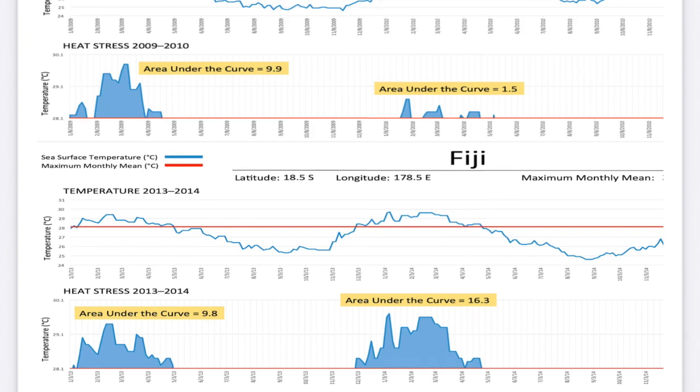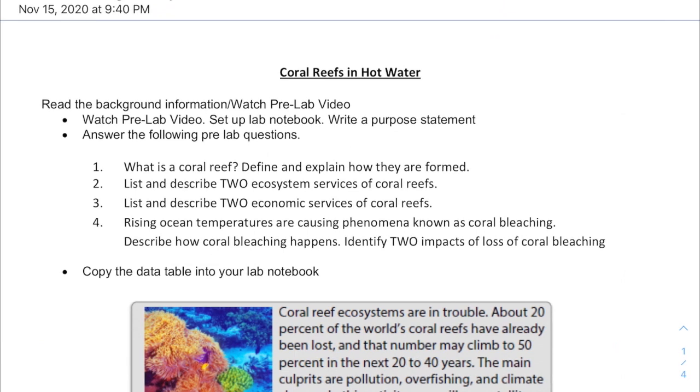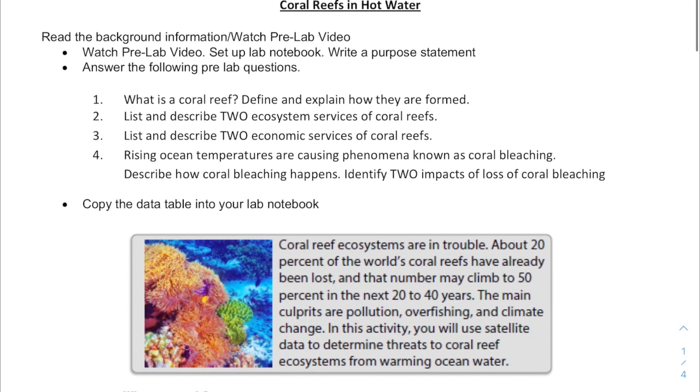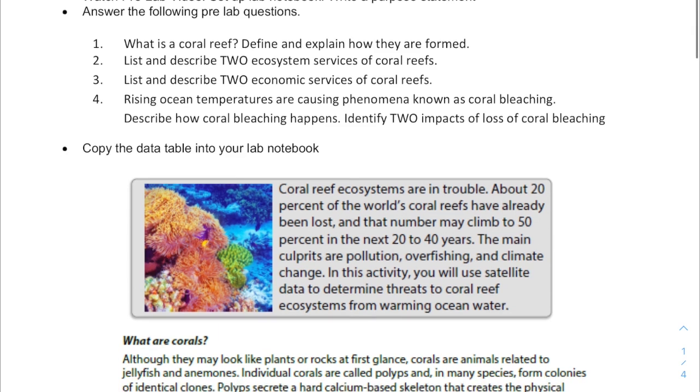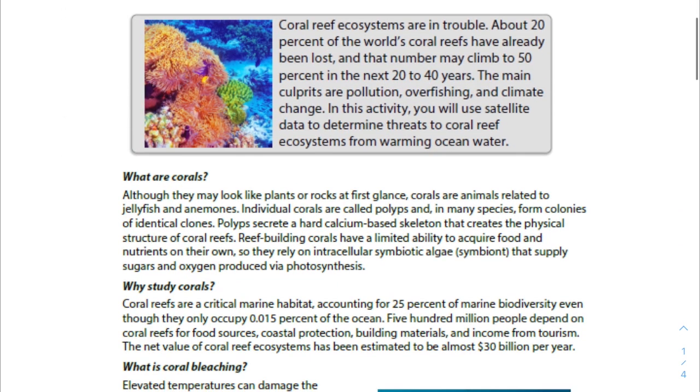And so once we have those, you're going to go to the lab. And so here's the coral reefs lab. Sorry, I keep calling it a lab, but it's not a lab. It's just an activity. I mean, it used to be a lab, but there isn't really much to it. And so it just became an activity.